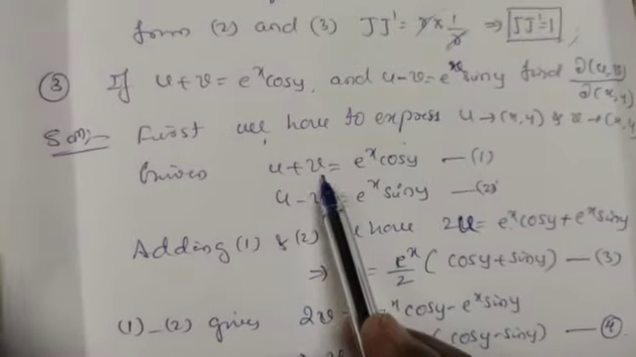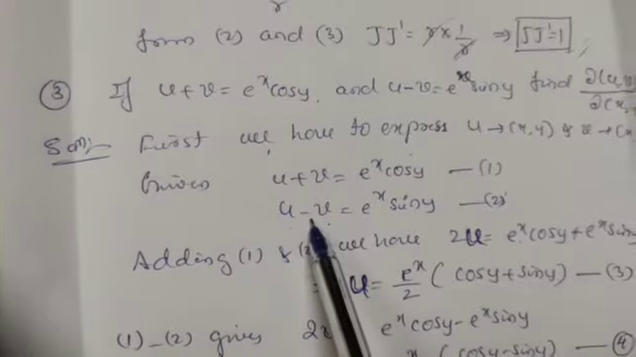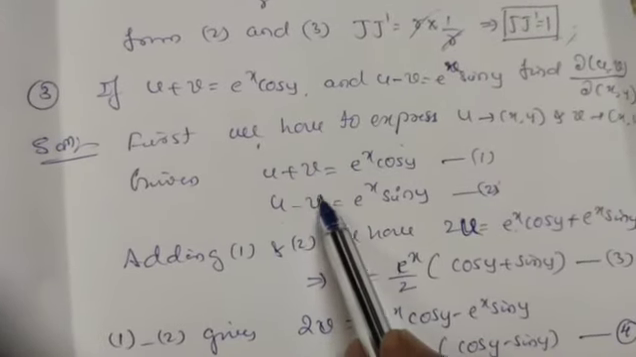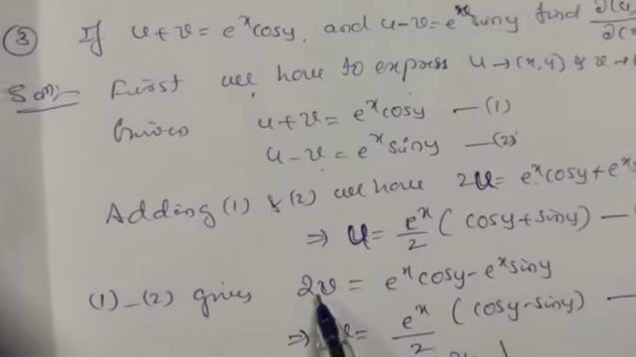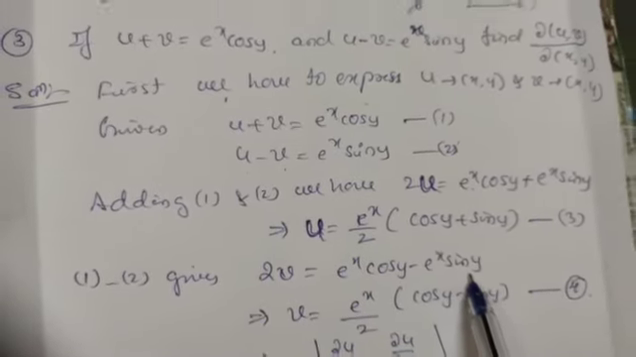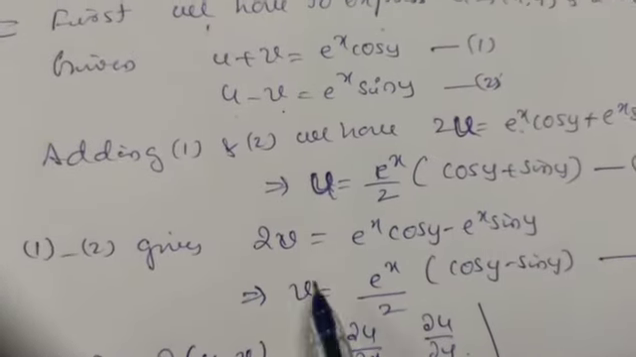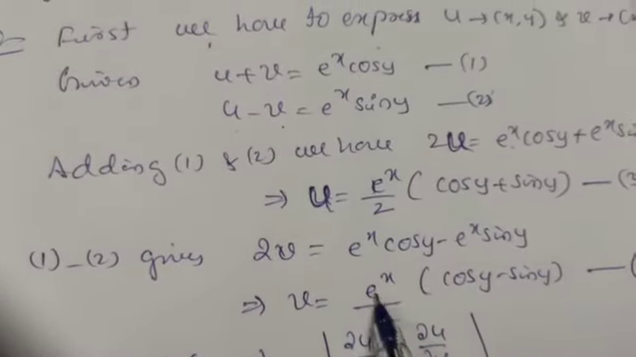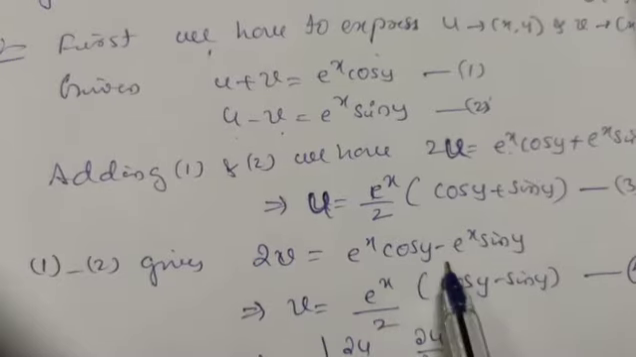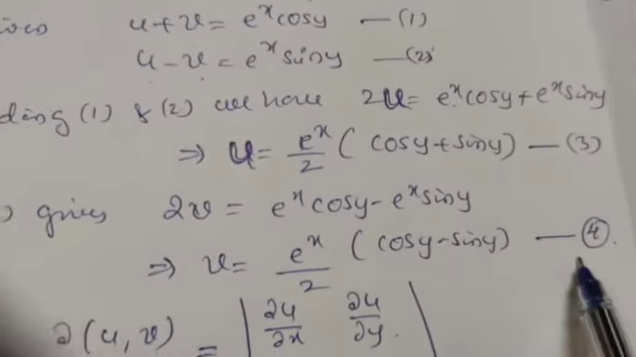So now subtracting these two equations, u gets cancelled and it becomes plus. So v plus v is 2v. 2v equals e raised to x cos y minus e raised to x sin y. So again this implies v equals, again you take 2 to this side, becomes divided by 2, and e raised to x is common, we have taken, it is cos y minus sin y. This is equation number 4.